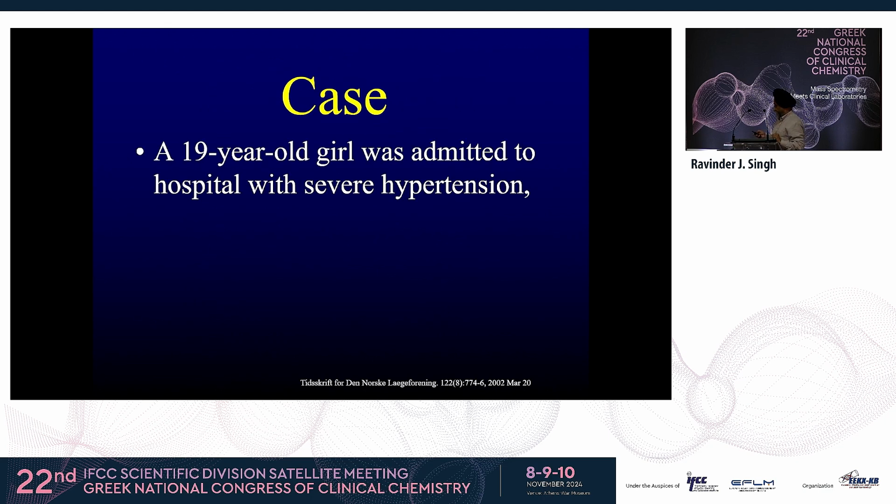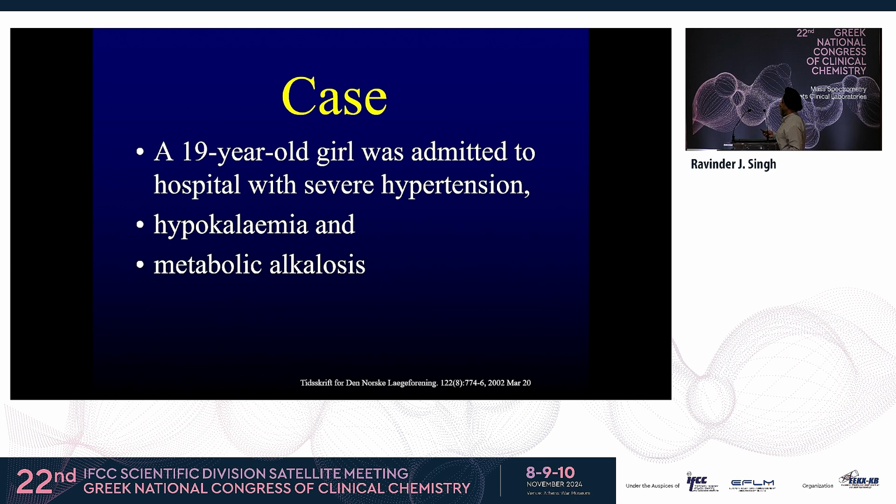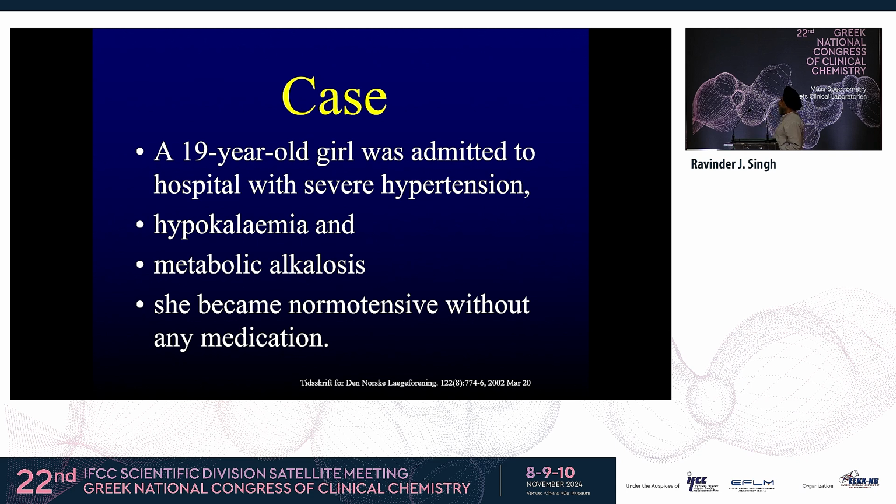So this is another case here which will help you in understanding what is the value of the LC-MS test. A 19-year-old girl was admitted to the hospital somewhere in Europe with severe hypertension. She had hypokalemia and metabolic alkalosis, but she became normotensive as soon as she was admitted into the hospital. You want to try give the answer, one of you guys, what this patient may have? Normally, this kind of presentation will say this patient may have primary aldosteronism. So when the potassium is low, alkali is high, but this patient doesn't have a tumor because as soon as she got admitted to the hospital, she got cured.